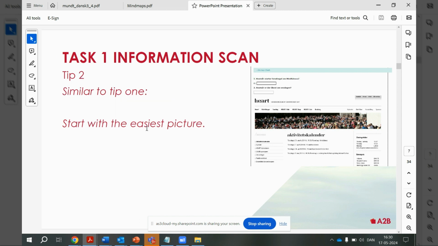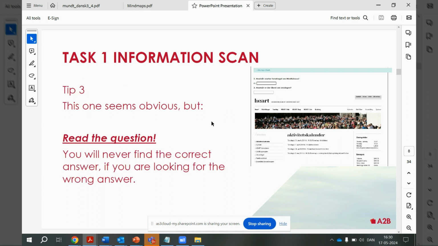Similarly, my second tip is that you can skip to a different picture of a different website and just start with the one you find the easiest. The third tip is quite obvious, but read the question. You will never find the correct information if you are looking for the wrong information. So read the question and understand what's being asked.